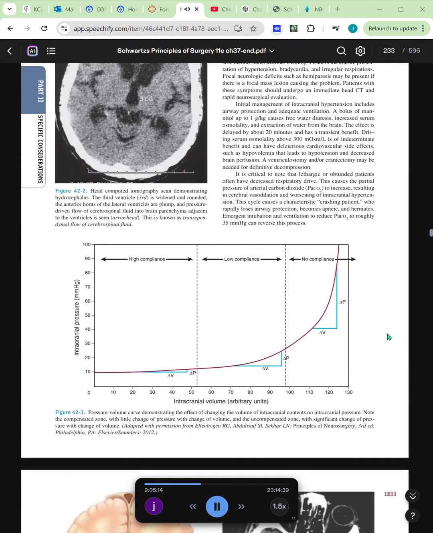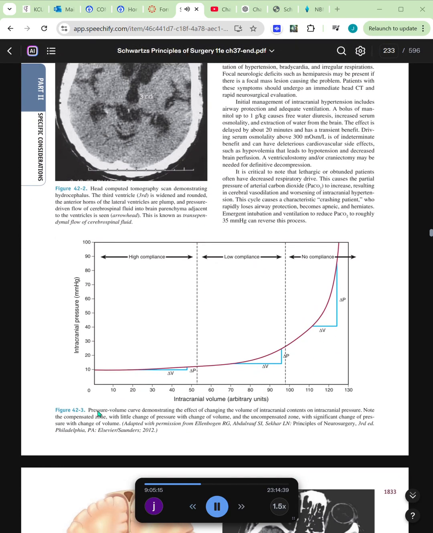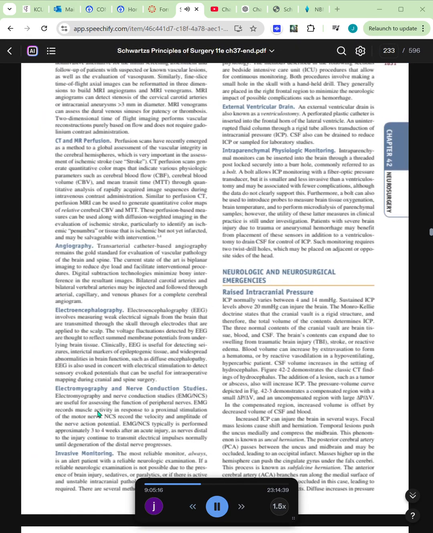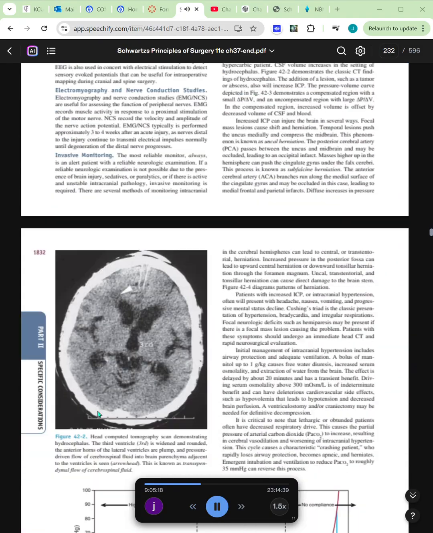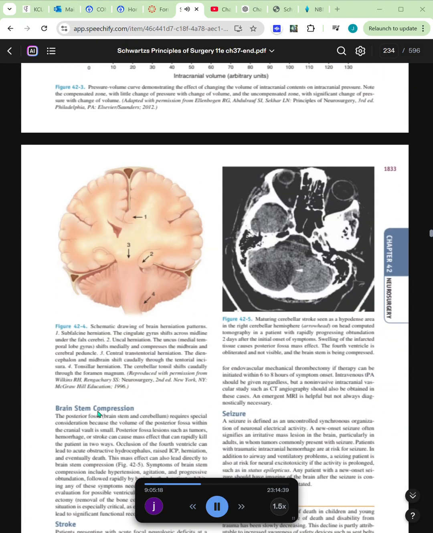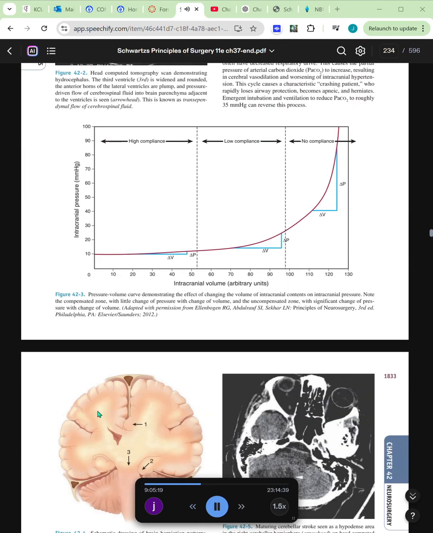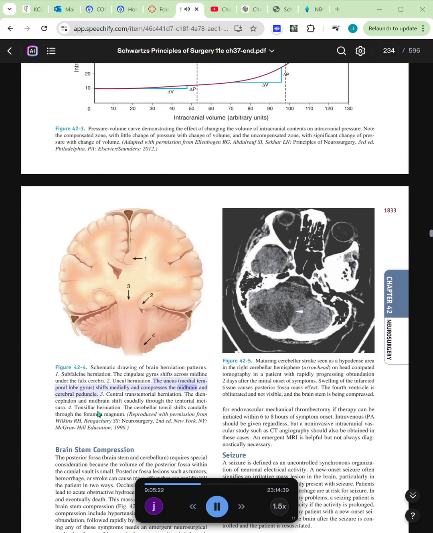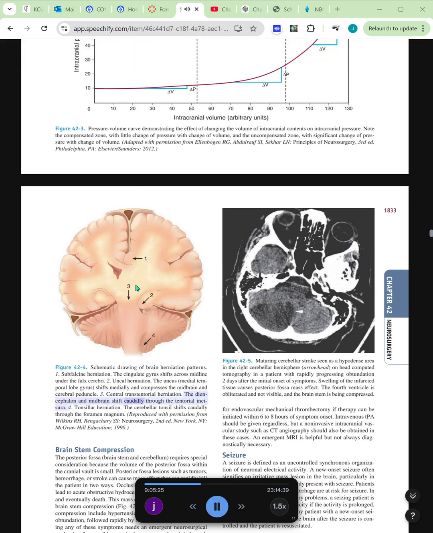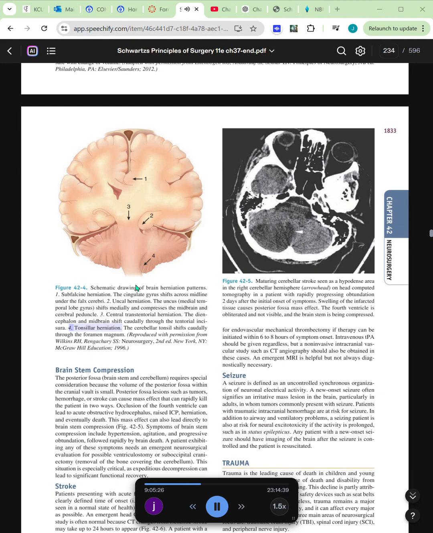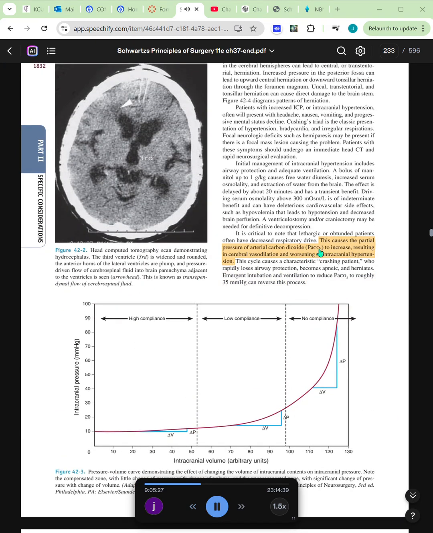Figure 42-4, schematic drawing of brain herniation patterns. 1. Subfalcine herniation. The cingulate gyrus shifts across midline under the falx cerebri. 2. Uncal herniation. The uncus shifts medially and compresses the midbrain and cerebral peduncle. 3. Central transtentorial herniation. The diencephalon and midbrain shift caudally through the tentorial incisura. 4. Tonsillar herniation. The cerebellar tonsil shifts caudally through the foramen magnum.